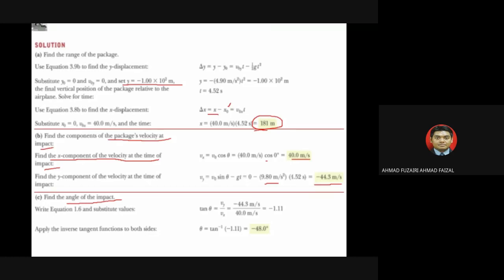And C, find the angle of the impact. Okay, tangent theta equals vy over vx, equals negative 44.3 meters per second over 40 meters per second. And we have negative 1.11. To find theta, apply the inverse tangent function to both sides. Therefore, theta equals inverse tangent of negative 1.11. So we have negative 48.0 degrees.